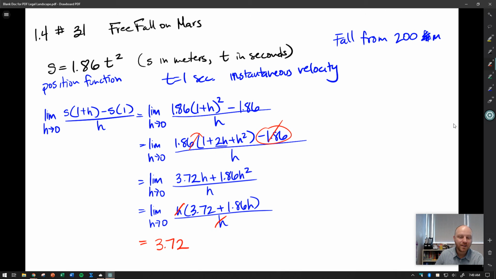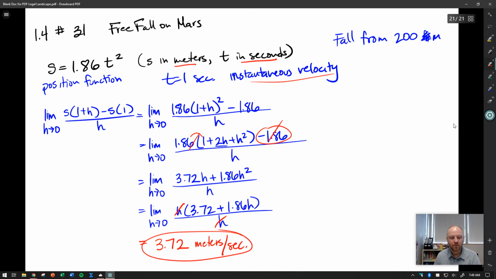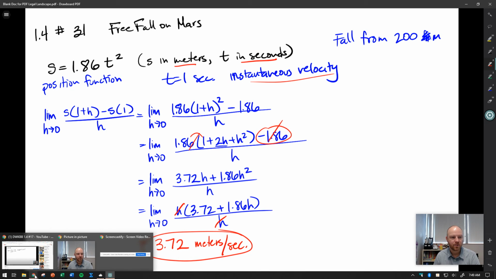It's a rate because it's instantaneous velocity. We know that s was measured in meters, t was measured in seconds. So this is 3.72 meters per second. And there we have it. That's number 31.